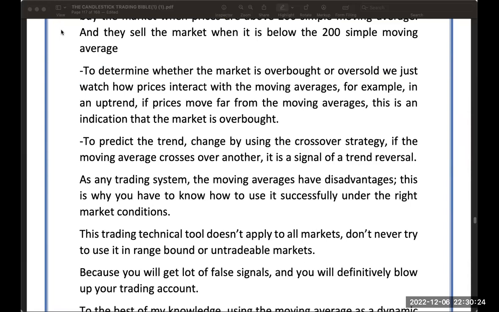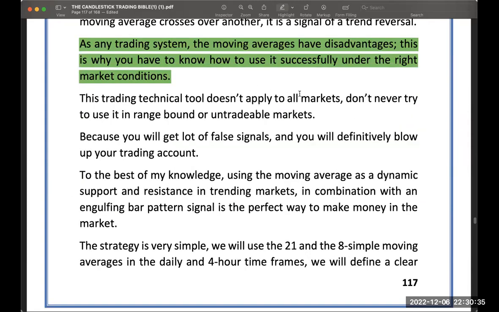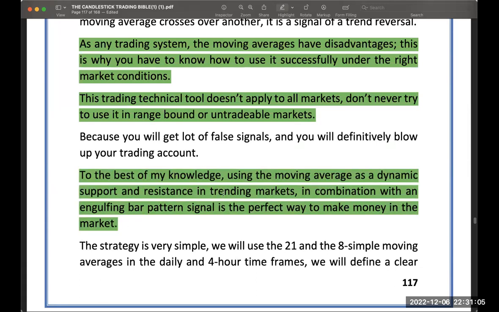As with any trading system, the moving averages have disadvantages. This is why you have to know how to use it successfully under the right market conditions. This trading technical tool doesn't apply to all markets. Don't ever try to use it in range-bound markets, right? Moving averages are not used in a ranging market because you get a lot of false signals and you will definitely blow up your trading account. To the best of my knowledge, using moving averages as dynamic support and resistance in trading markets, in combination with an engulfing bar pattern signal, is the perfect way to make money in the market.